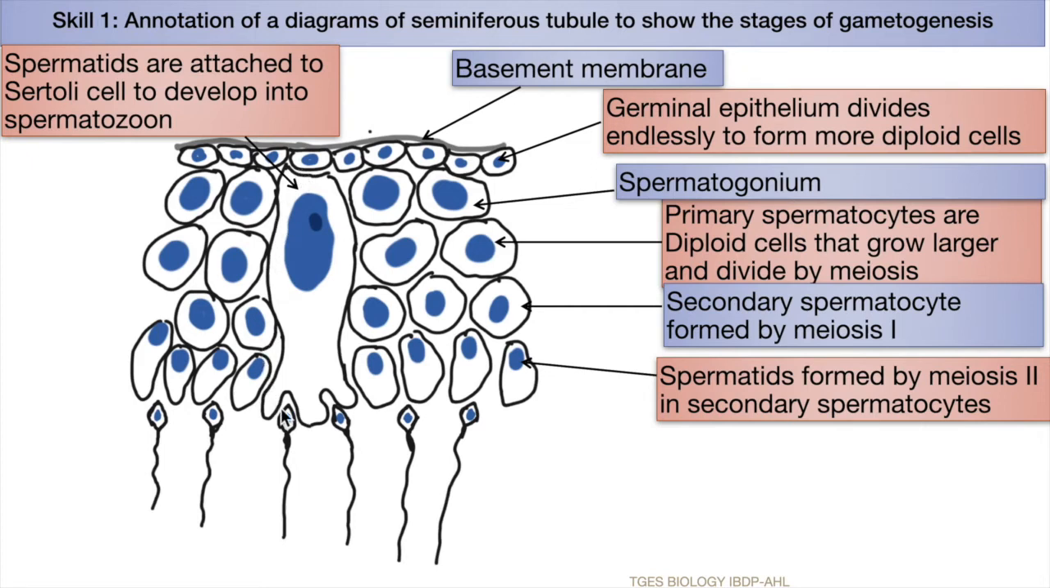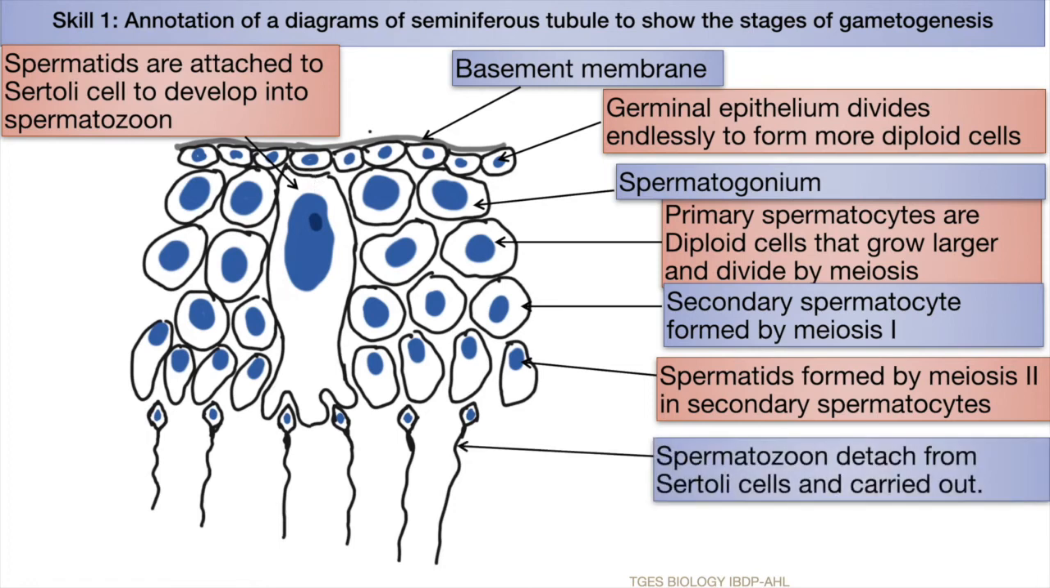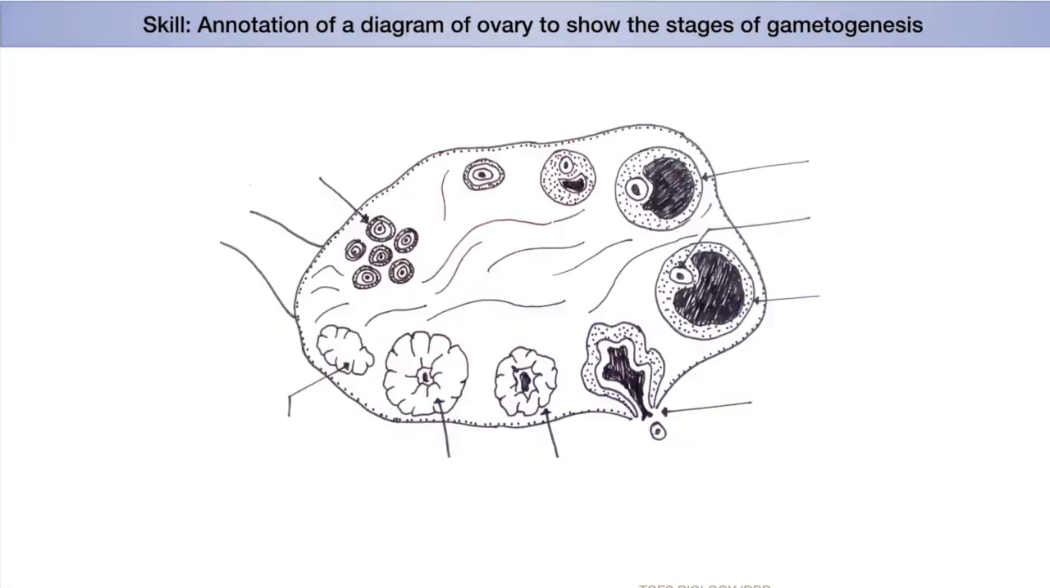So this is a Sertoli cell, and we can see the sperms attached to it, deriving nutrition from it. These mature to form the spermatozoa, which then detach and are carried out of the testes. So this was the structure of the part of the seminiferous tubule showing the different cells with the annotations.